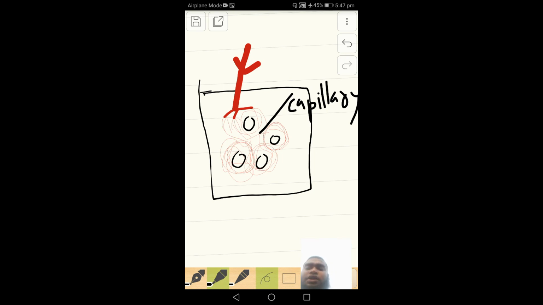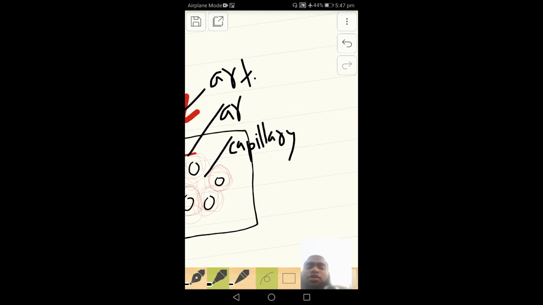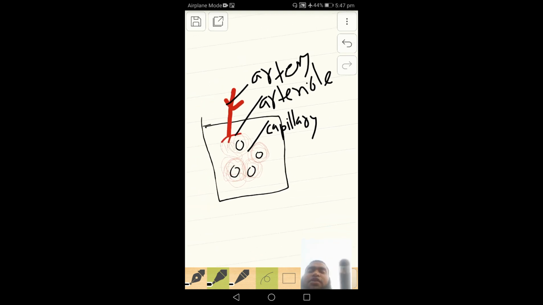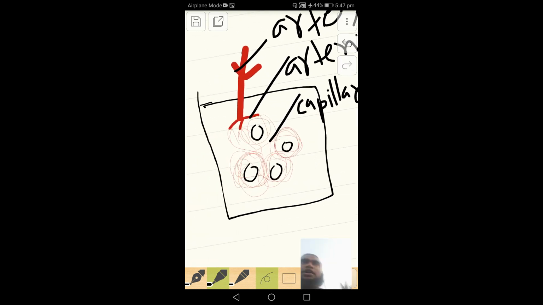Okay, all right. And if this is the artery, just writing art. So artery first subdivides into what we call arteriole. This is artery. So this is arteriole, and then we get the capillary. Now what happens is that the artery contains the oxygenated blood.